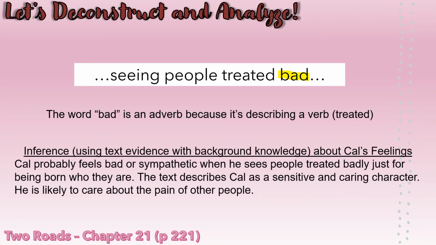With this phrase, we can start to make an inference. So remember that an inference is when we use text evidence that the author has given us with our own background knowledge. We can make an inference about how Cal is feeling. Cal probably feels bad or even sympathetic when he sees people treated badly just for being born who they are. The text describes Cal as being a really sensitive and caring character. It's likely that he's going to care about the pain that he sees other characters and other people going through.